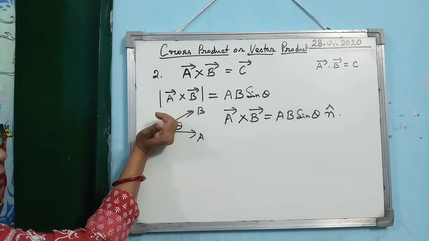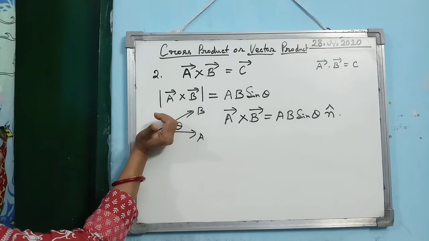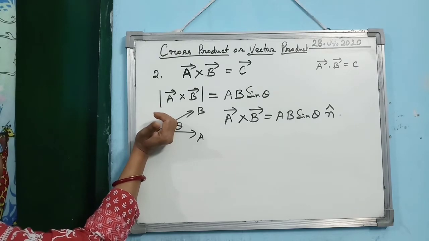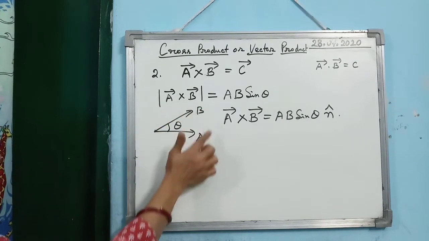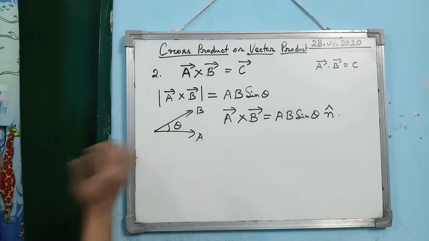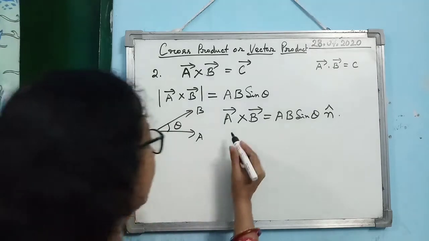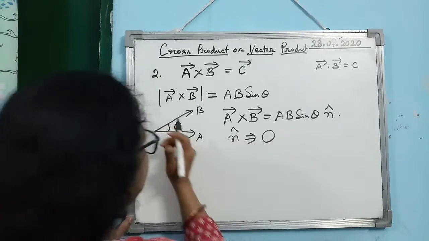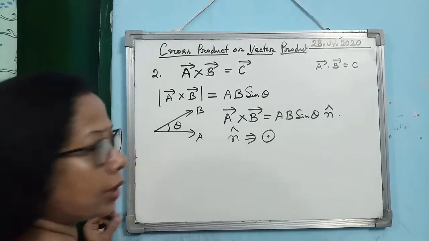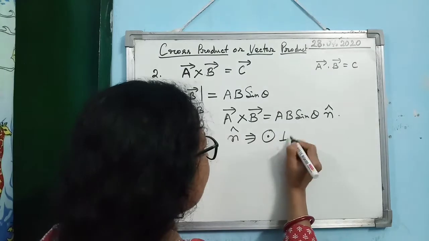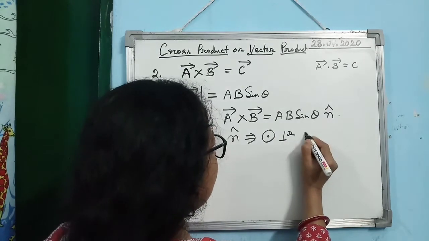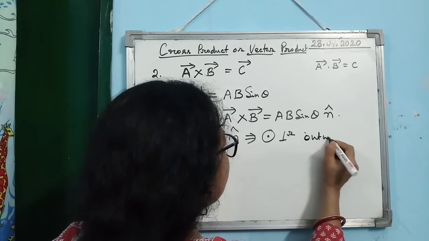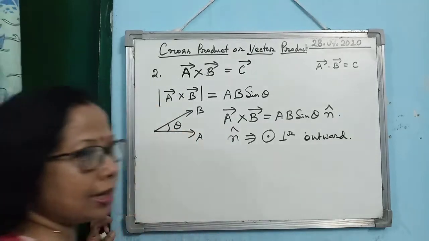So in this case, what is the direction of my thumb? It is the outward direction, perpendicular to the blackboard in the outward direction. So you can write down what the direction of n is. It is perpendicular to the board, outward direction. So you can write it like this: perpendicularly outward. Is that clear?